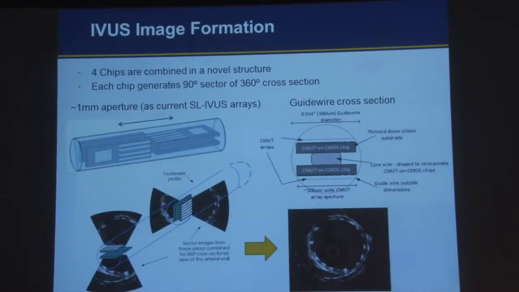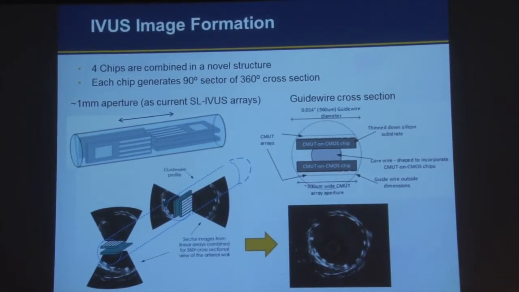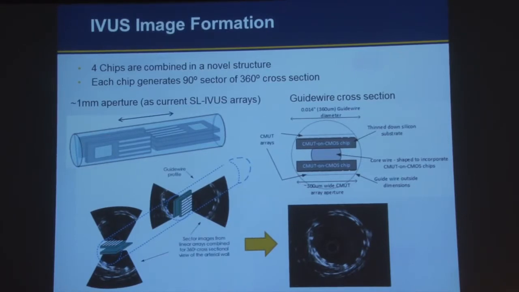So how do we form the image? We put 4 of these chips, each opposing each other, but vertically aligned, so that each one of them generates a 90-degree image, and you superimpose them on top of each other to get your 360 image.